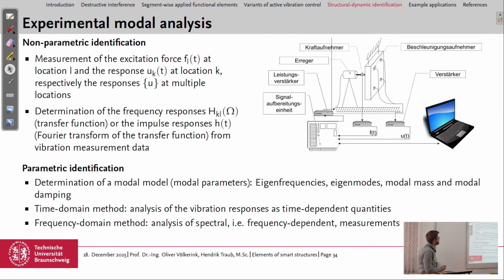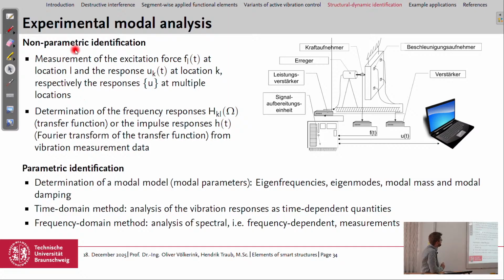For this, we have two options. So here is the setup. Maybe all of you are familiar with. We have the structure here with some acceleration sensors and excite the structure here and then measure forces as well as accelerations and use this measured data to have a non-parametric or parametric identification.